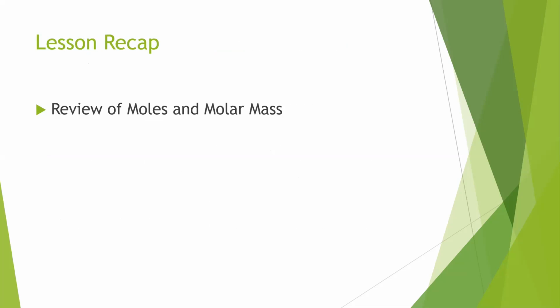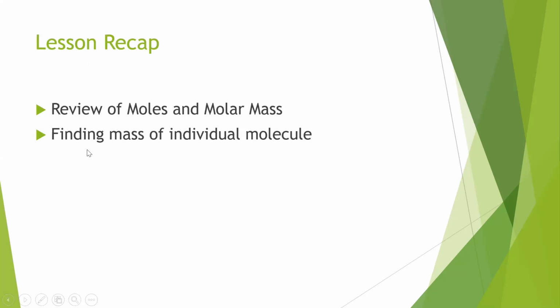And today, we reviewed the moles and molar mass, and we learned how molar mass is important in the conversion between moles and grams. And we found the mass of an individual molecule. So as a recap, to find the mass of an individual molecule, you basically take the molar mass and you divide it by Avogadro's number.